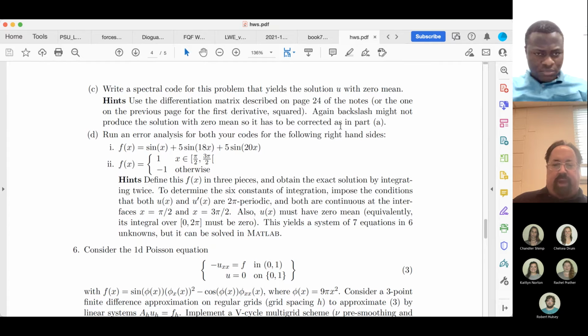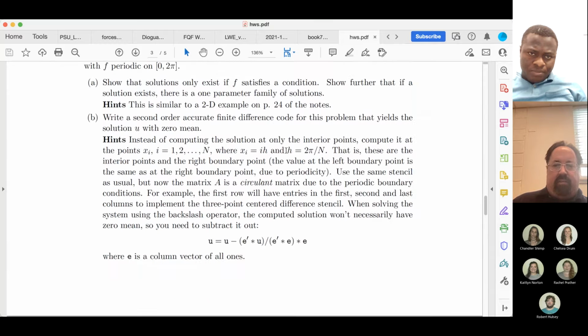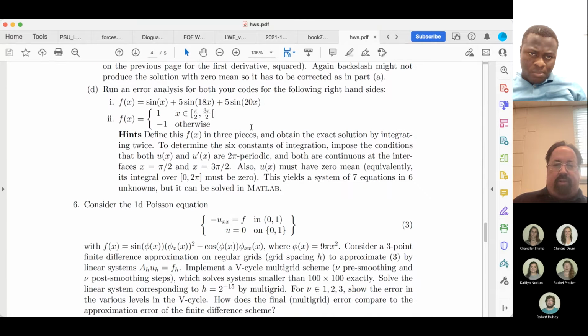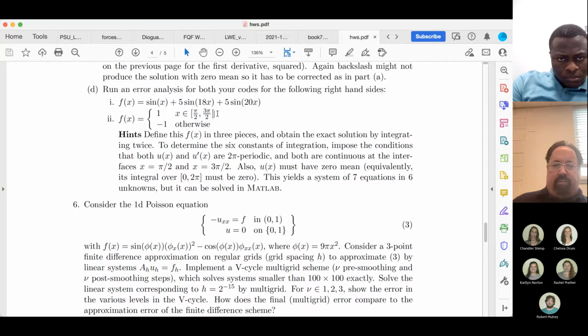So the overall domain is from 0 to 2 pi. Your first piece would be x greater or equal to 0, less than pi over 2, where it's equal to -1. And then there'd be this middle piece from pi over 2 to 3 pi over 2. The second piece would be 1. And the third piece would be from 3 pi over 2 to 2 pi. Okay.